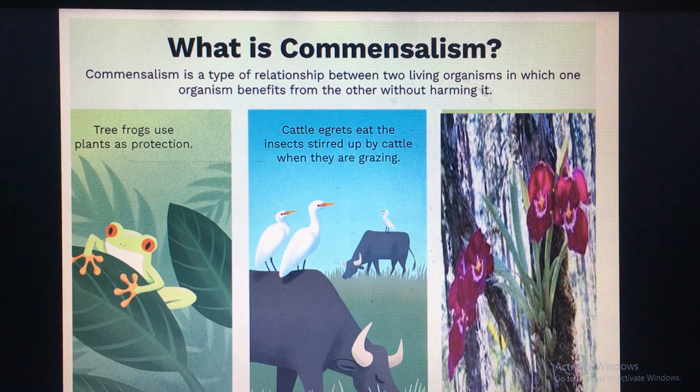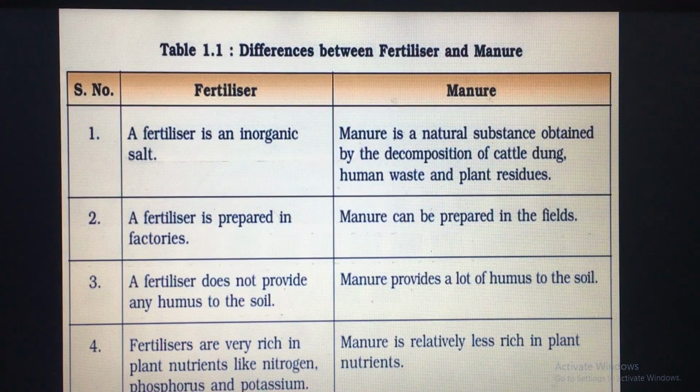Now a very important thing: you commonly hear the terms manure and fertilizer. So what is the difference between manure and fertilizer? Manure is dead and decaying material of various plants and animals that is found in the very thin top layer of the soil.